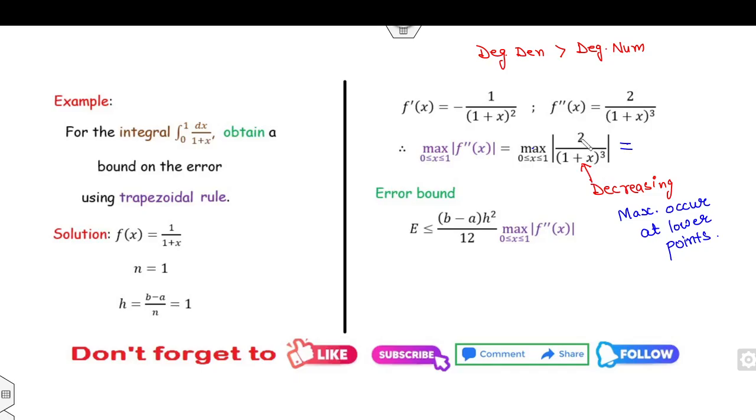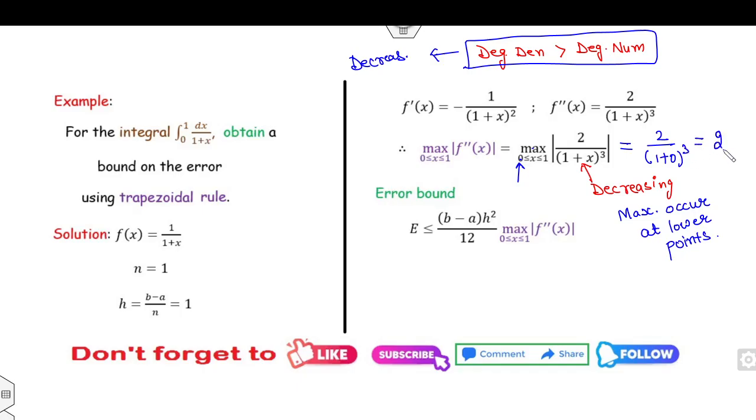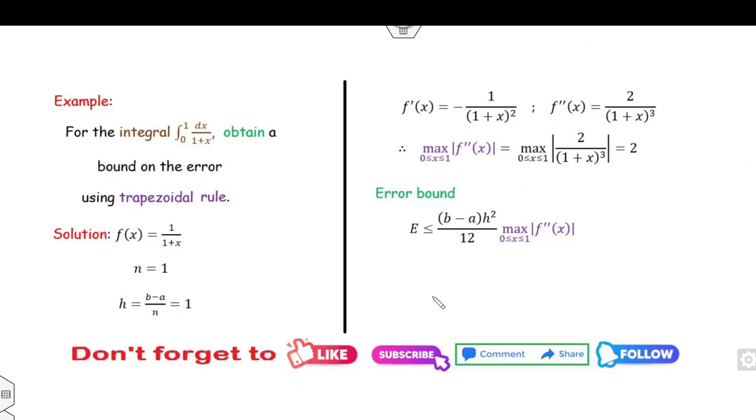Now in this case, since this is a decreasing function, whenever this happens, you can say the function is decreasing. Fine. So now you can see it's decreasing, so the maximum is occurring at the lower point. The lower point is 0. So you can substitute the value at 0. So the answer is 2. Fine. Now you can substitute this value. b is 1, a is 0, h is again 1, and this number is 2. So the answer is 1/6, which is the correct answer.